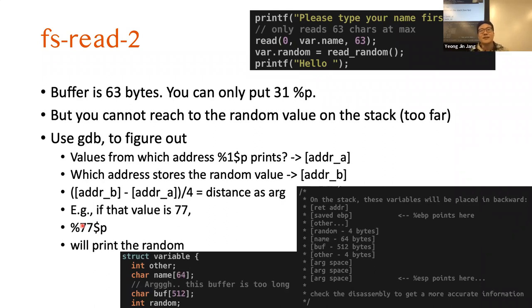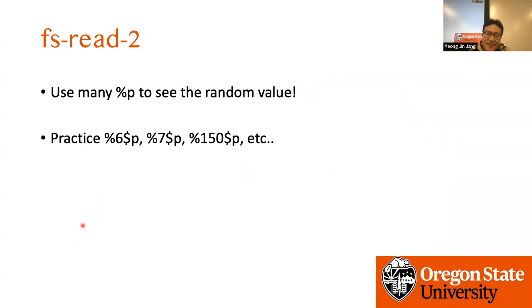And then if that number is 77, so the answer is not 77. Yeah. So if that is 77, it will directly put the random number. And one strategy is that you can programmatically generate the percent P's with percent 77, 78, 79, 90, and do that again and again. Yeah, you can eventually get the answer. And I will also allow that because that's a good Hackerman's method. So for the second challenge, please practice use of the dollar flag in printf. Any questions?